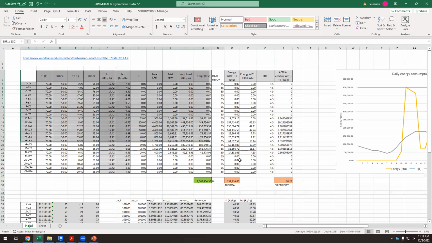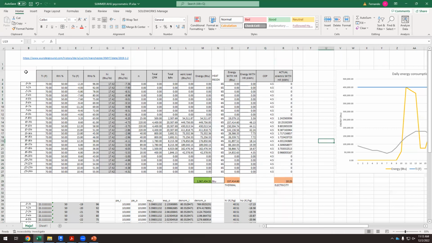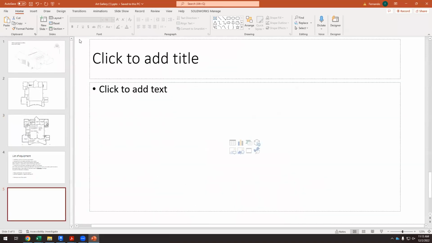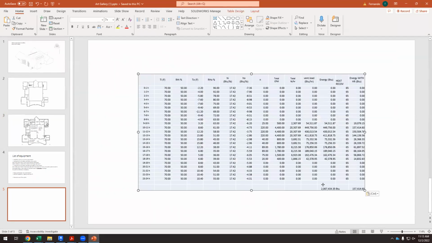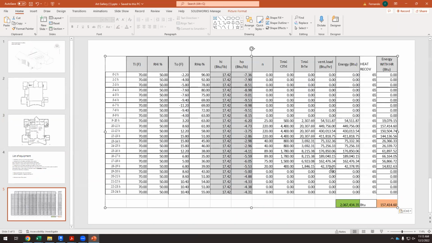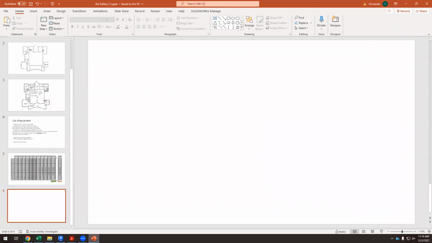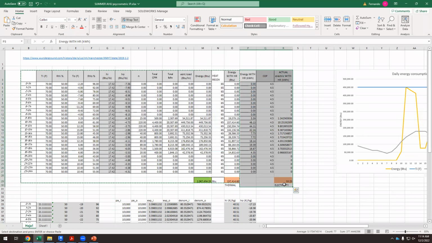So what's the goal of this? Well, probably because this is too big, we can split this into the energy with heat recovery. So you can paste this on the PowerPoint. Okay. And we can copy and paste this one for electricity.